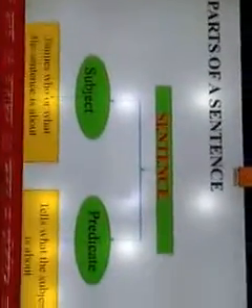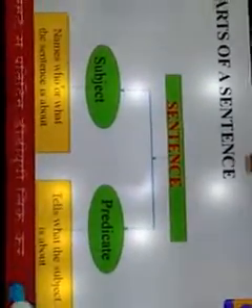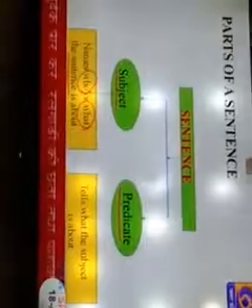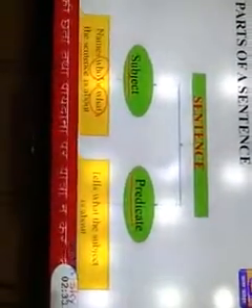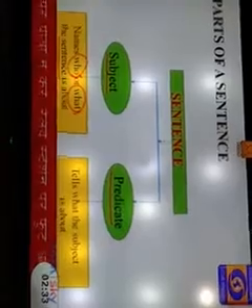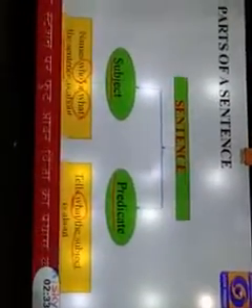Parts of a sentence. There are two parts of a sentence: subject and predicate. These are the two parts of a sentence. What is subject? Subject names who or what the sentence is about. What is predicate? Predicate tells what the subject is about.